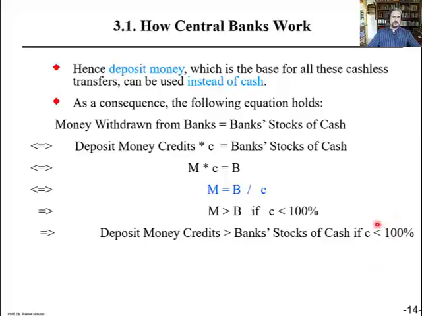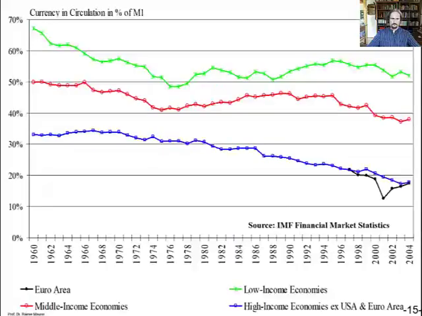So if the cash ratio is smaller than 100%, deposit money creation by commercial banks is possible. This diagram shows the cash ratios of various types of countries based on data from the International Monetary Fund. The diagram reveals that so-called high-income countries typically have lower cash ratios than low-income countries. Of course, the explanation for this is that low-income countries offer fewer institutions to make cashless payments.